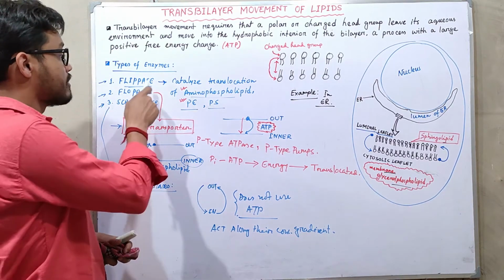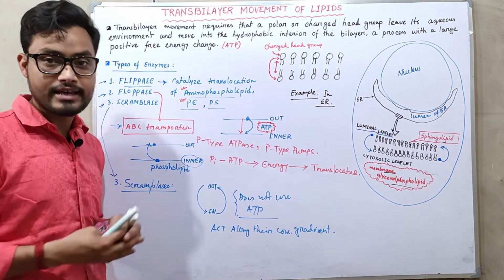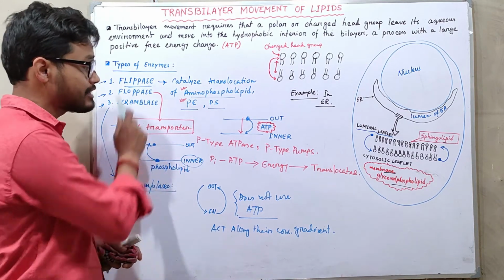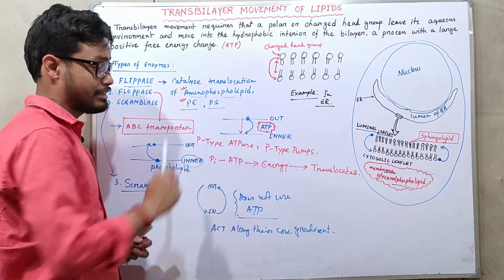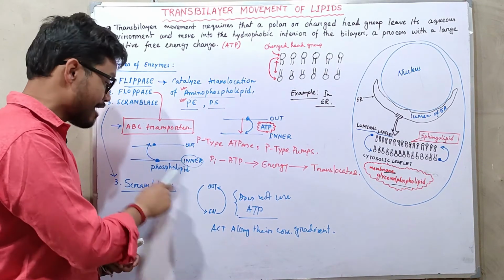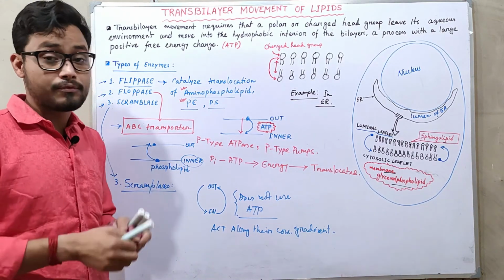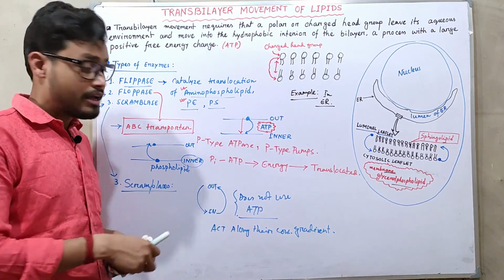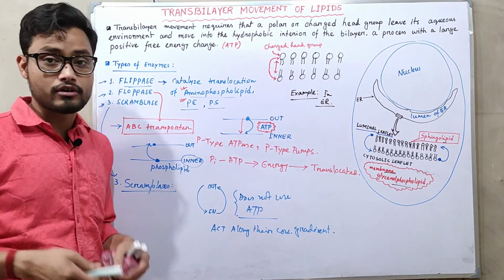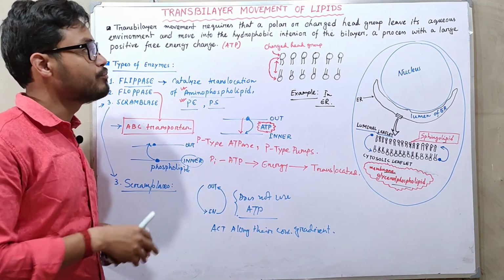So these are the three types of enzymes that help lipid molecules move from one leaflet to another leaflet. One is the flippase, another is the floppase, and the third is the scramblase. Flippase and floppase both require ATP, whereas scramblase does not require any ATP. Flippases come under P-type ATPases or P-type pumps. Floppases come under the ABC transporter family, and scramblases do not require any ATP for energy or for the transfer of lipid molecules, because they act along their concentration gradient. That means they move phospholipids from higher concentration to lower concentration. So these are the transbilayer movements of lipid molecules.